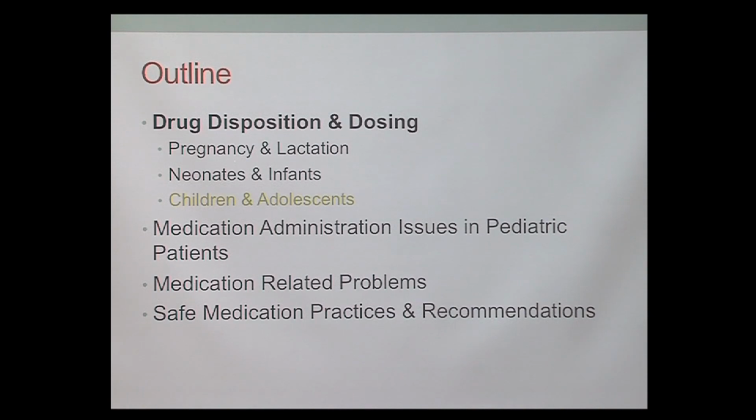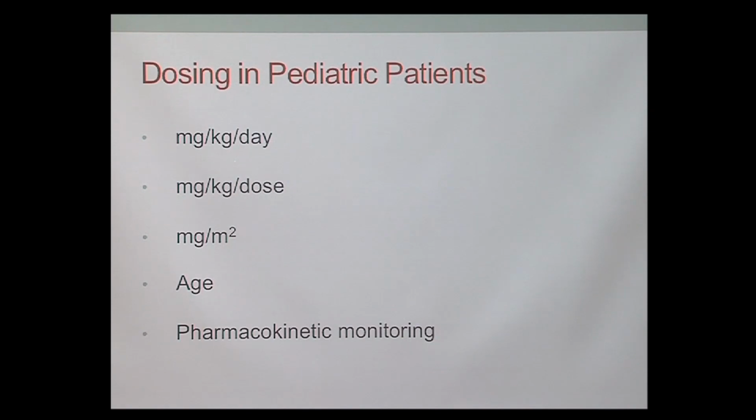Okay, so moving on, we're going to start talking about drug disposition and dosing in our children and adolescent patients. What is the appropriate dosing we should be using in pediatric patients? We have a lot of different choices. Milligram per kilo per day and milligram per kilo per dose are the most common choices that we use in pediatrics. Milligram per meter squared is used most commonly in chemotherapy agents.